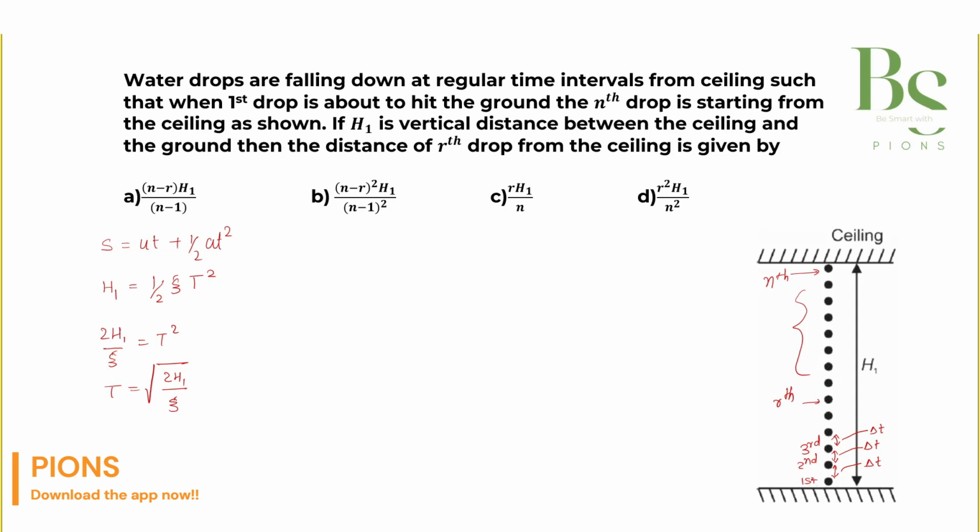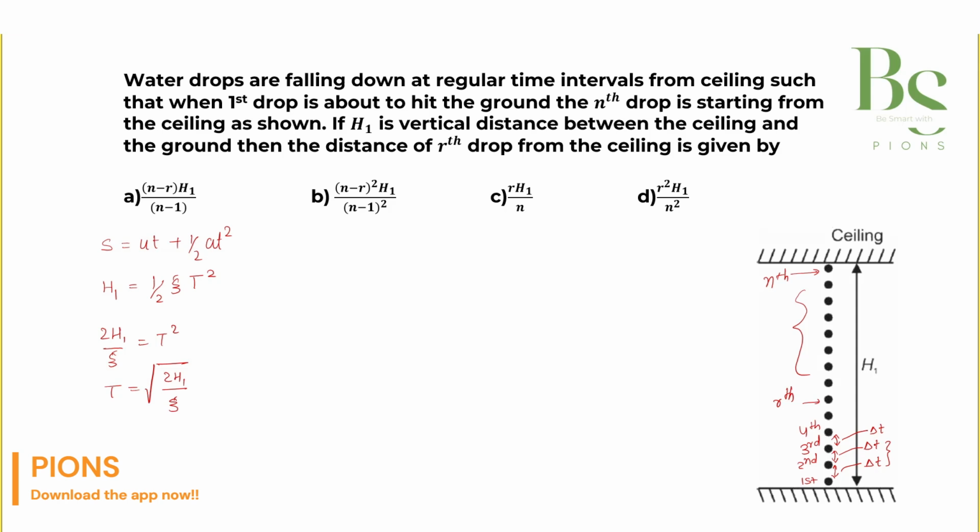So if this is the first drop and this is the second drop, the time interval will be delta t. Between the first drop and the third drop, the time interval will be delta t plus delta t, twice delta t. The time interval between the first and the fourth drop will be delta t plus delta t plus delta t.